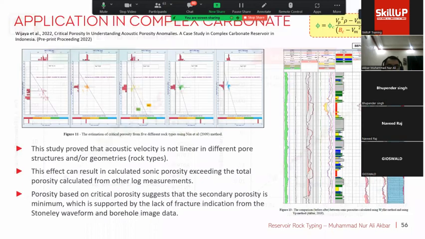Then one of the applications was from Wijaya, in a preprint on carbonate samples: how in the sonic logs, the Wyllie porosity can be corrected by using the critical porosity. The study also proved that the acoustic velocity is not linear and differs with pore structure and pore geometry, which is related to the rock types. And from here as well, the calculated sonic porosity exceeds the total porosity, as you can see from the red color here, from other log measurements. So that's why the correction is needed. And the critical porosity is one of the good methods to define the correction of the porosity estimations.